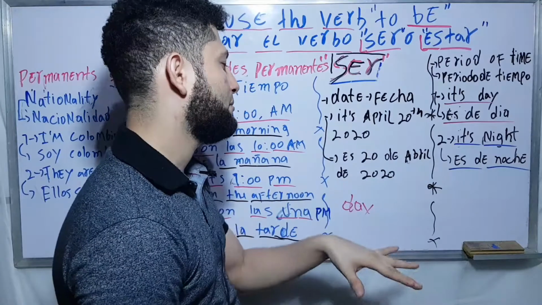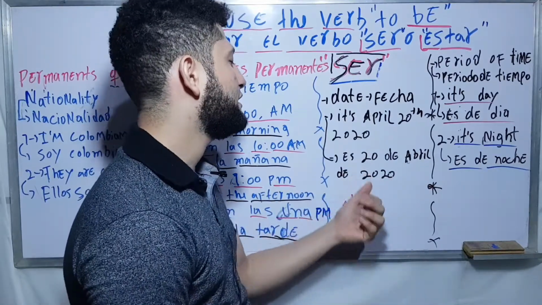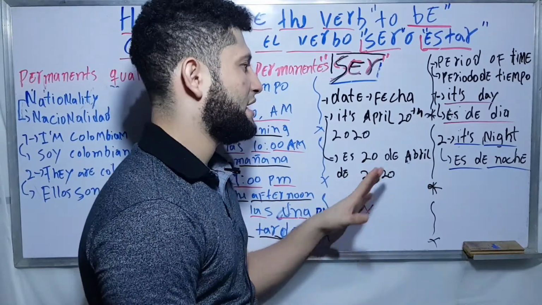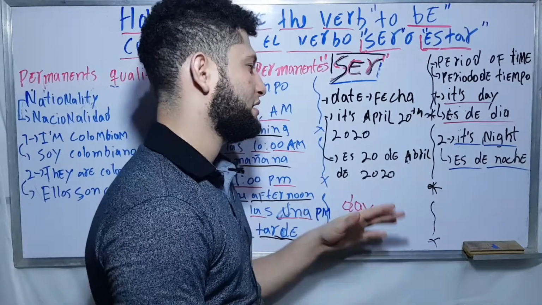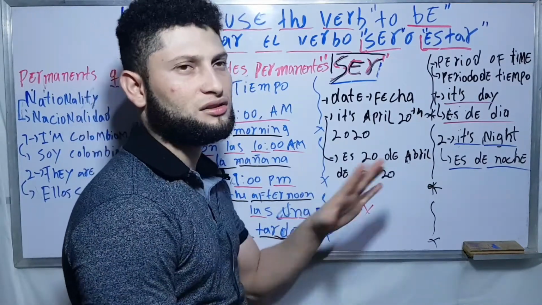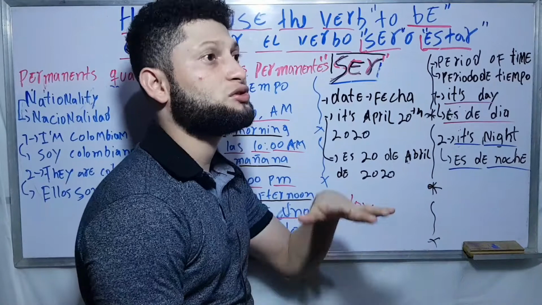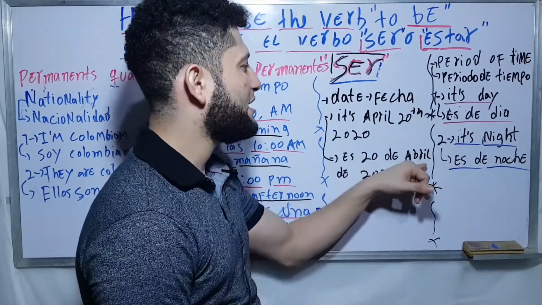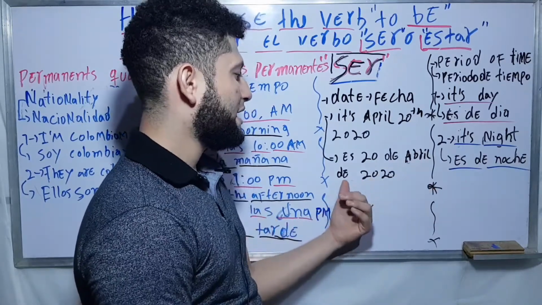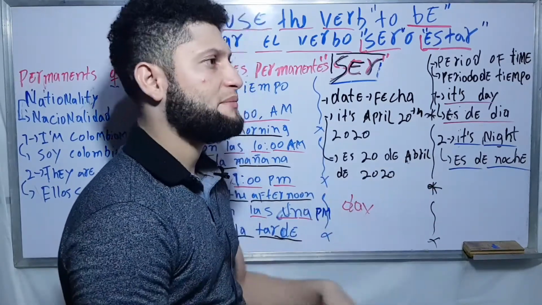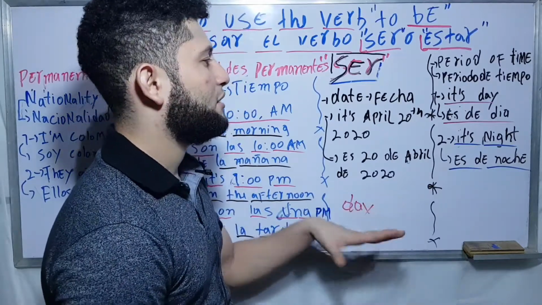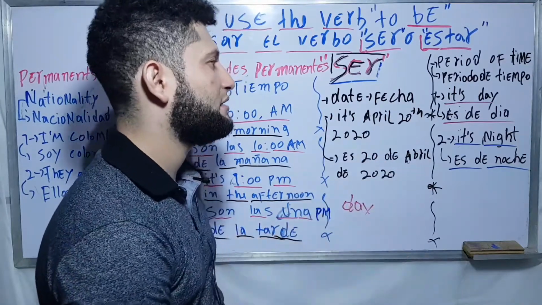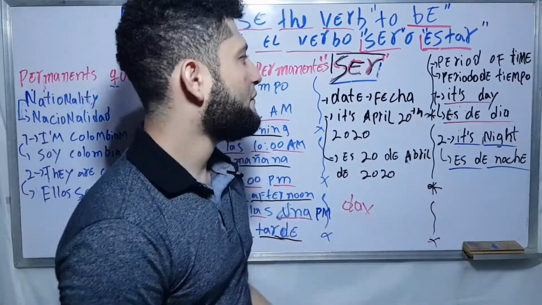In English, first is the month. In Spanish, first is the day, and then the number is a normal one. It's not like 20th, it's like 20. In Spanish, "es 20 de abril de 2020." Obviously I make other videos about how to say dates in Spanish and other similar things.